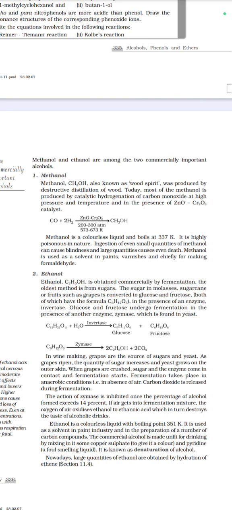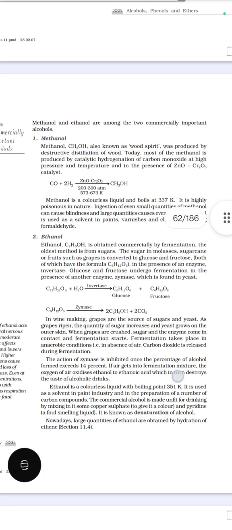Methanol is a colorless liquid and boils at 337 Kelvin. It is highly poisonous in nature. Ingestion of even small quantities of methanol can cause blindness and large quantities cause even death. Methanol is used as a solvent in paints, varnishes, and chiefly for making formaldehyde.